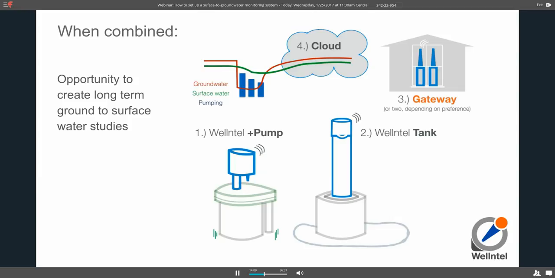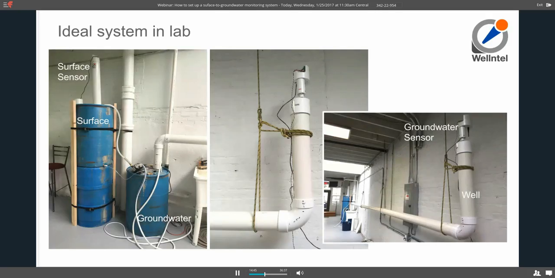And so an opportunity in both of these managed land areas is to place Wellntel on stilling wells in streams and Wellntel on groundwater wells feeding crops, and tie the data together to know whether or not the stream is being impacted by the pumping at, for example, spawning times, which might have an impact on fish species. So this, when combined, is an opportunity to create a long-term ground to surface water study with some data opportunities that are, we think, unmatched.